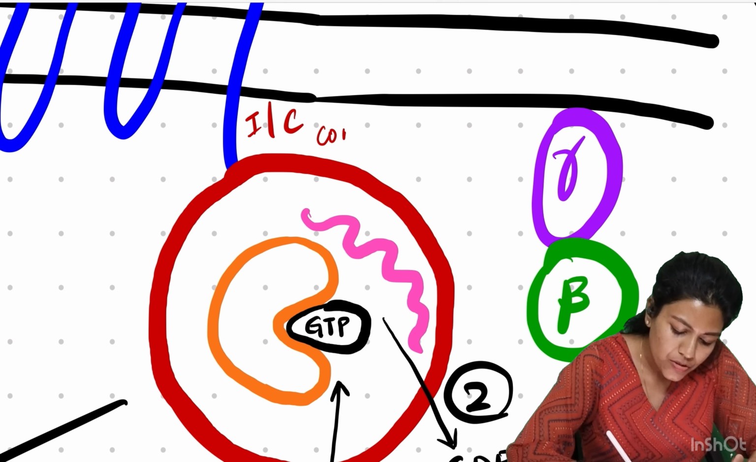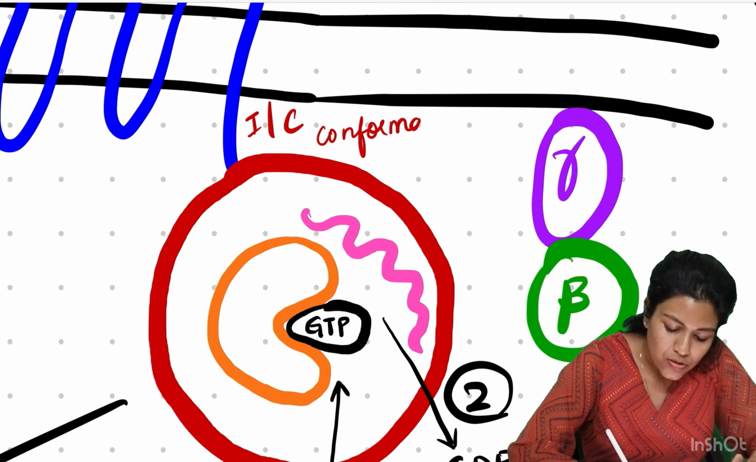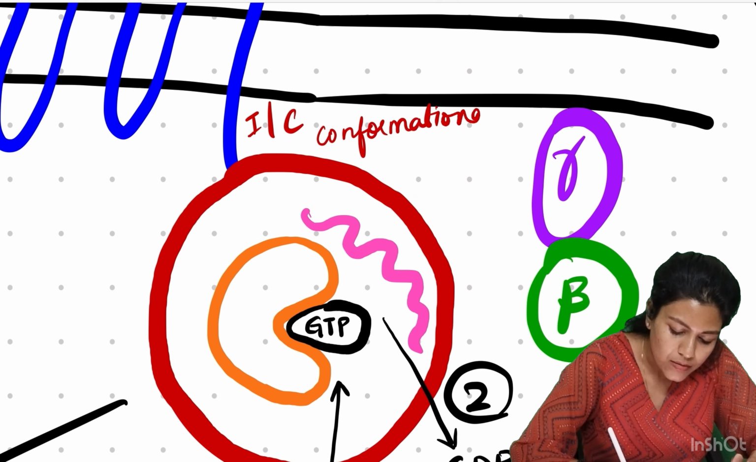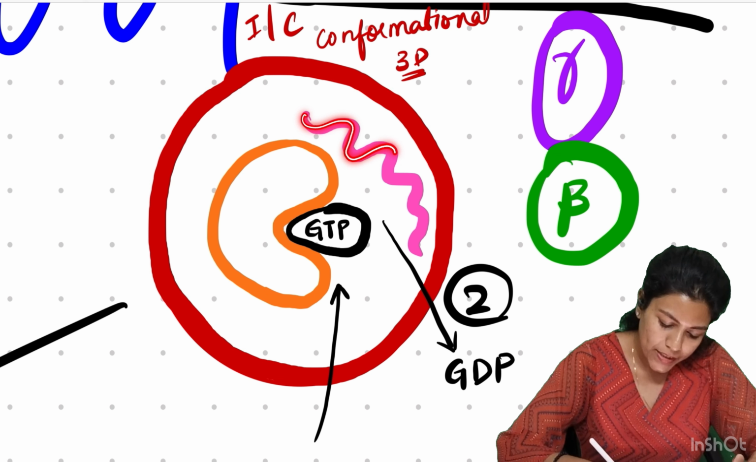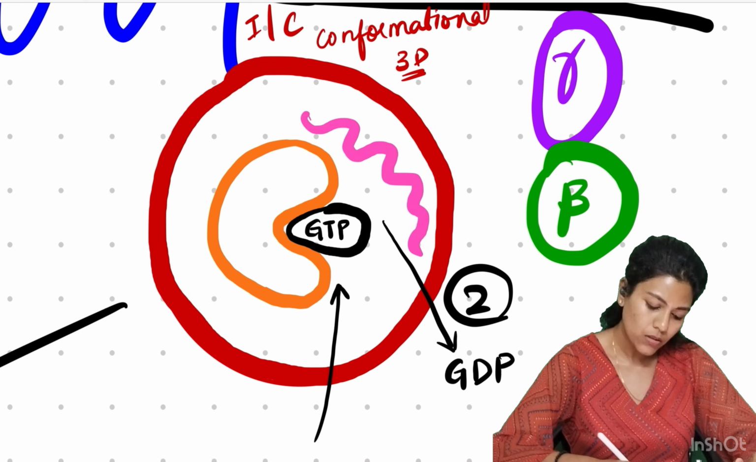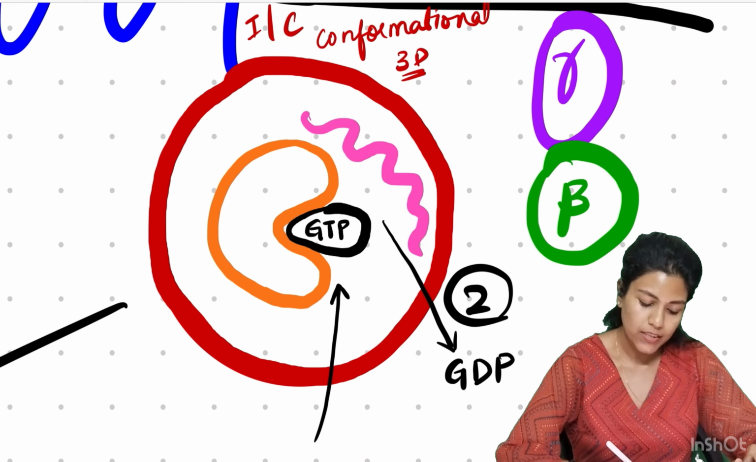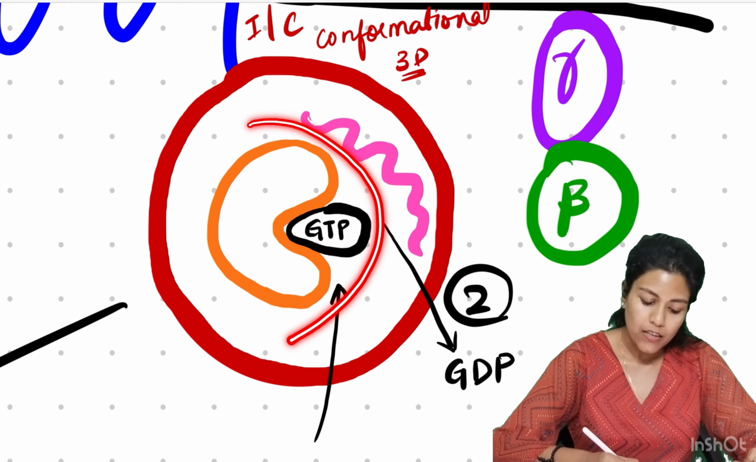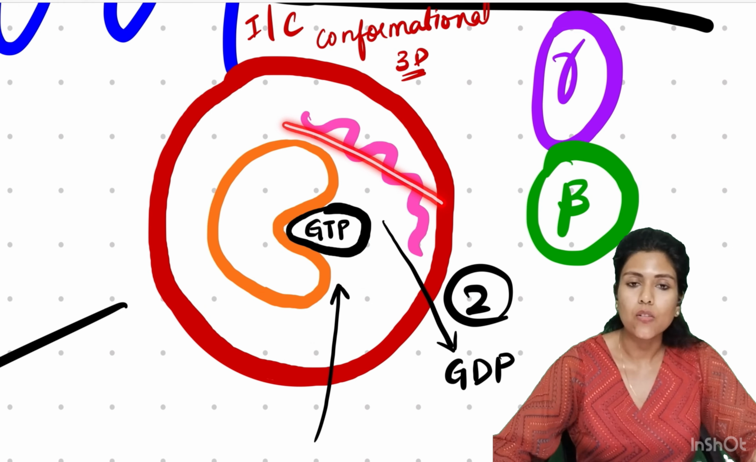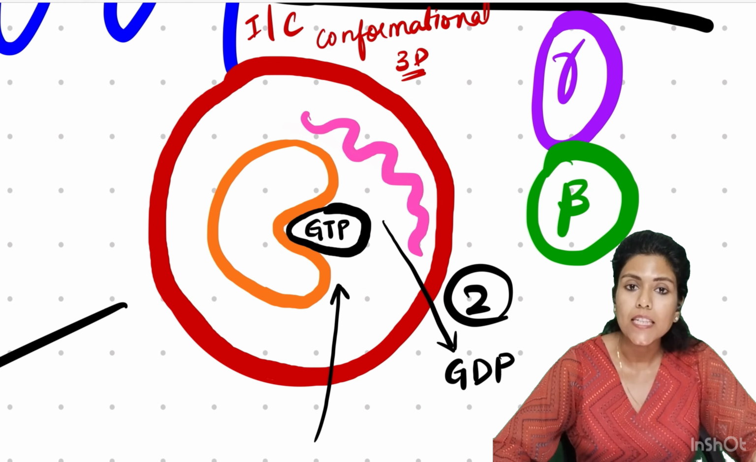Conformational change means three-dimensional structure change. That is a change in the 3D structure of this alpha subunit. Because of that, the helical domain will be lifted off. In the inactive state, it is covering like a lid. Now this lid is lifted off. When the lid is lifted off, the GDP that was bound here will be exposed. It will fall off.